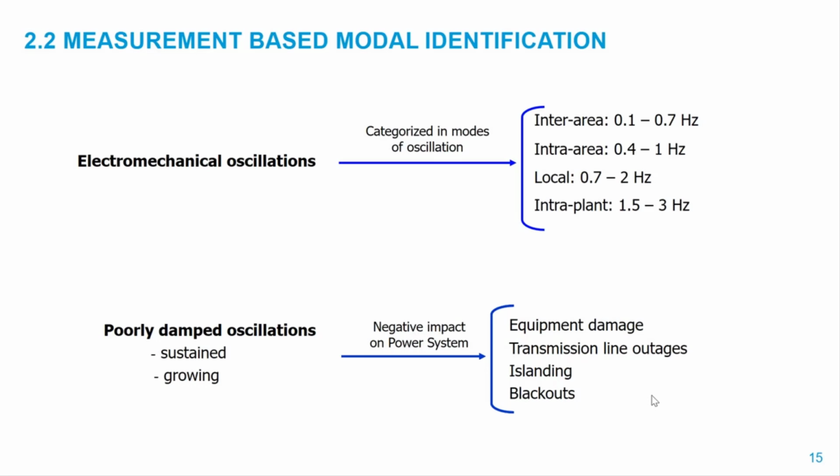What is the problem of having poorly damped oscillation? Poorly damped means the oscillations could be sustained over time or could have a growing amplitude. They can cause different adverse consequences in our system, like equipment damage, transmission line outages, islanding, blackouts, and so on.